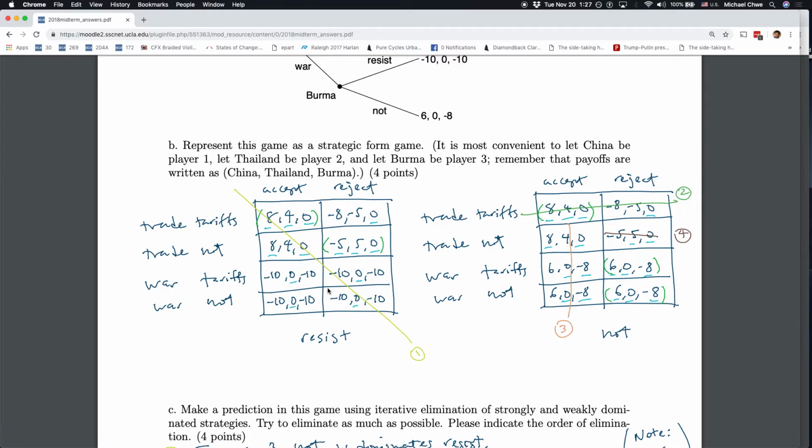There are lots of other orders of elimination, but the easiest one is to get rid of one of these things first. I think for Burma, resisting is weakly dominated by not. But there are other orders possible. You guys remember this? Kind of? This was a long time ago now. It's almost 2 weeks ago.